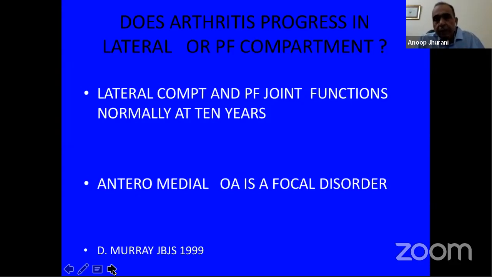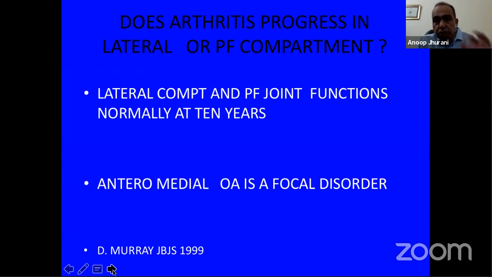A lot of patients ask whether arthritis progresses to the lateral or PF compartment after we do a uni. Data from Oxford and other groups suggest that once you arrest the arthritic process on the medial side, the patellofemoral and the lateral compartment function pretty well at 10 years. There are a few caveats to that, and we'll discuss that. But anteromedial OA is a focal disorder, and we should look at the knee in that way.